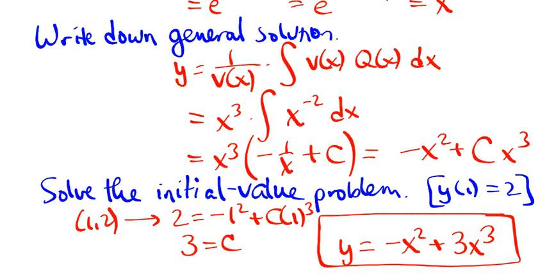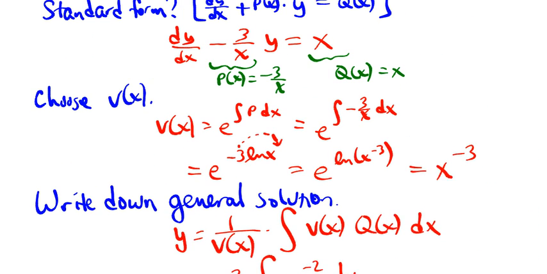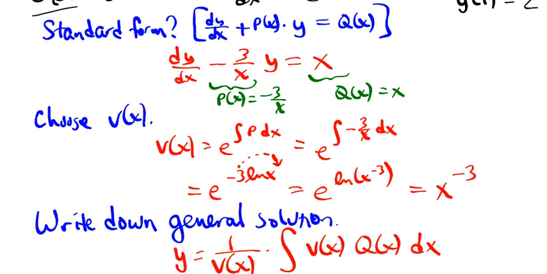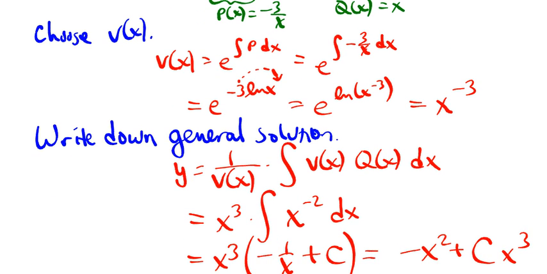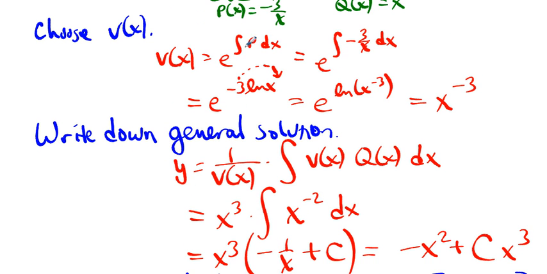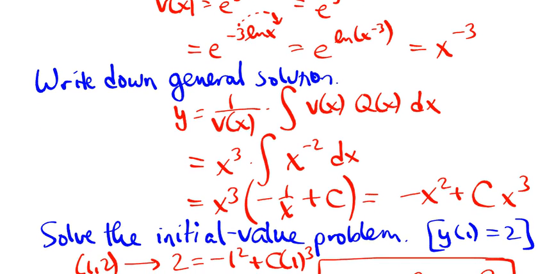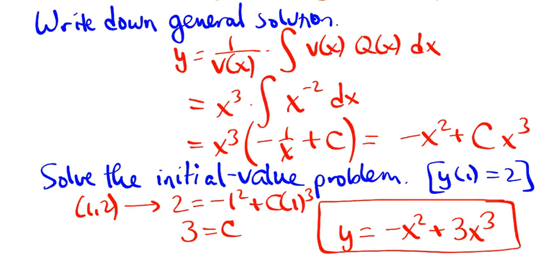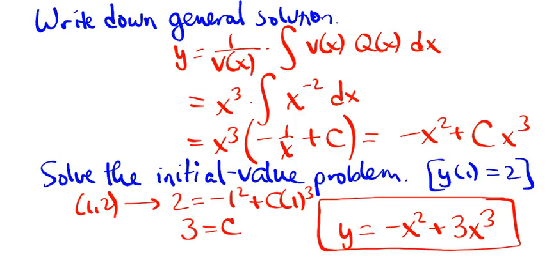Each time, 4 things to do. We're going to make sure that the differential equation is in standard form. We're going to choose our v by taking e to the antiderivative of p, no constant necessary. We're going to write down the general solution that we proved on the previous slide. And then we're going to use an initial condition if it is provided to us.